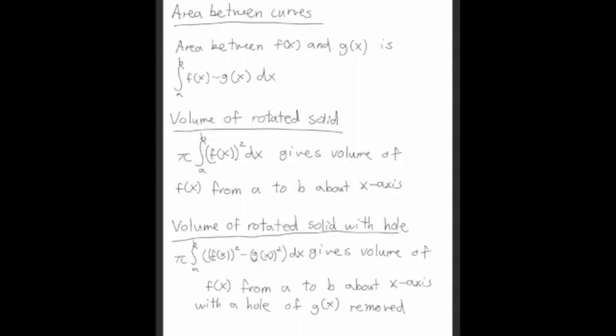So the area between the curves f of x and g of x is the integral from a to b of f of x minus g of x dx. So when you rotate a volume around the x-axis, this is like creating small disks, which are circles.